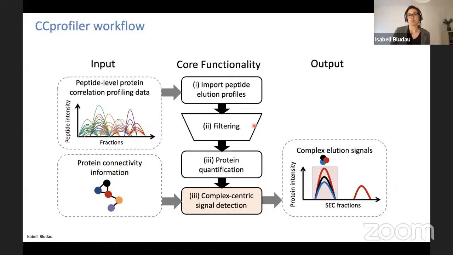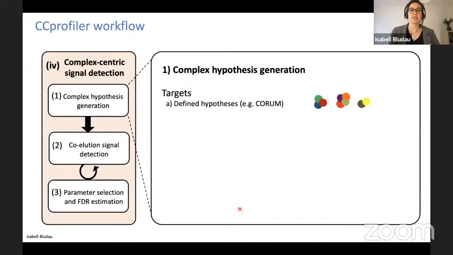And then we perform a protein quantification step where we usually sum up the top 3 peptides to get a protein elution profile. Then we can take protein connectivity information and do the complex-centric signal detection. And for this, we have 3 main steps.